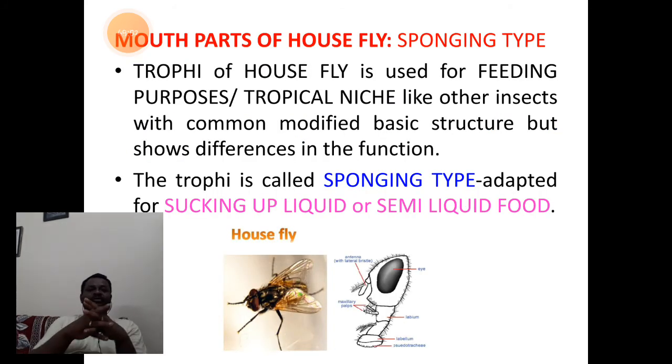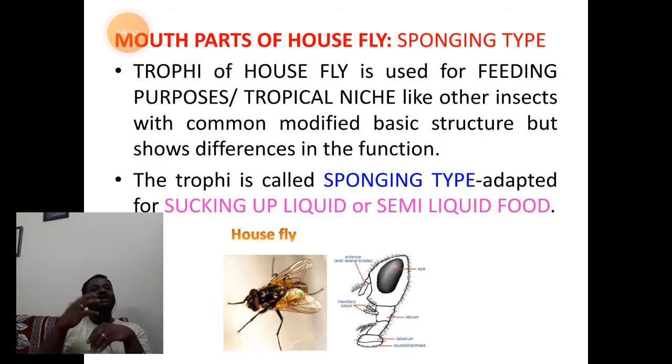The last type of example under the insect trophy is the housefly. It has sponging type of mouth parts. Students, remember, they do have the modified basic structure of these mouth parts. They do have 6 mouth parts in the initial stage of larva, but when they get into the adult stage, slowly they tend to modify the mouth parts. The sponging type of mouth parts they have because they directly suck up the food if it is liquid.